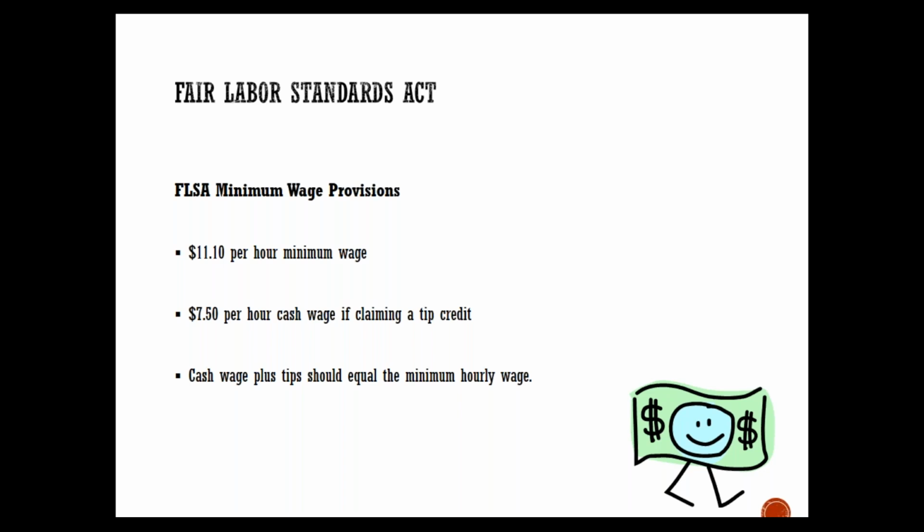The cash wage, if you're claiming a tip, I don't think the library systems have any of this, but if you do, it's still $7.50 per hour. And the cash wage plus tip should equal the minimum hourly wage amount.